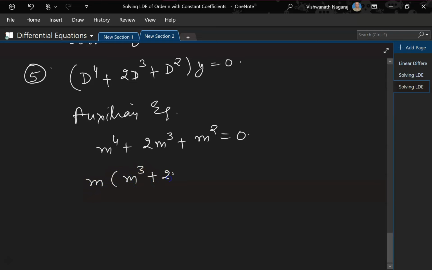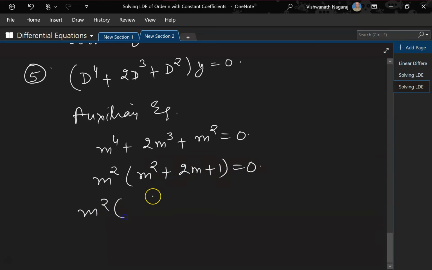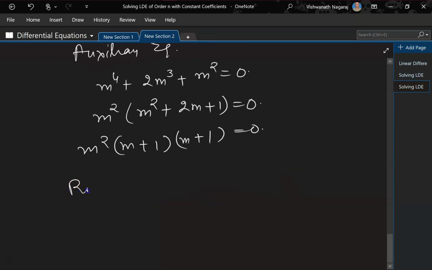Let's take m square common out. So we are left with m square plus 2m plus 1 equal to 0. This can be again factorized into m plus 1 times m plus 1. So the roots are, remember this again, m square can be written as m times m, so this involves 2 more roots. So 0, 0, minus 1, minus 1.